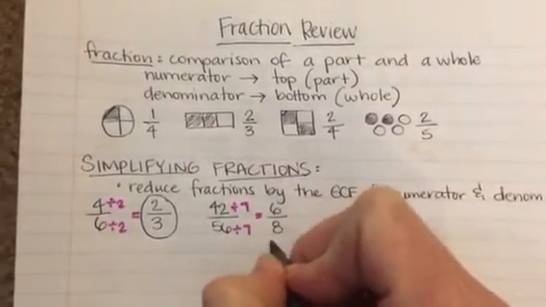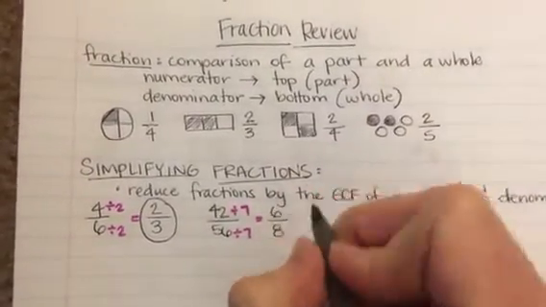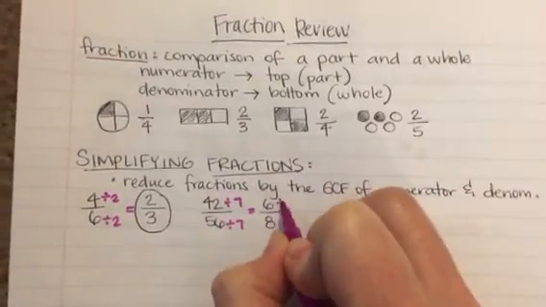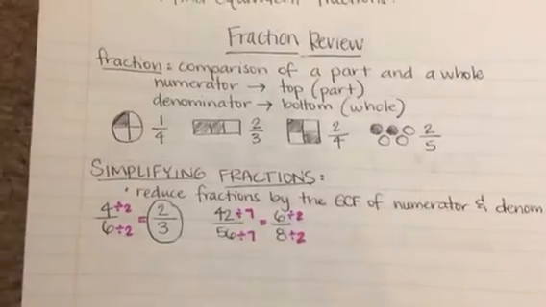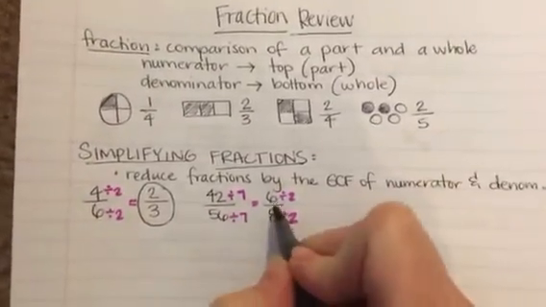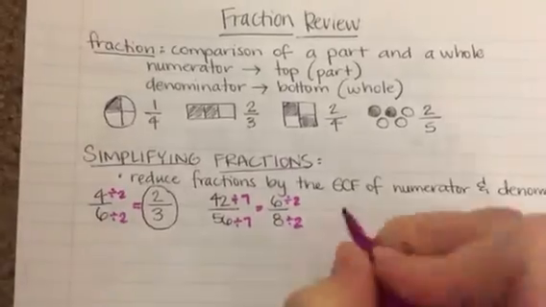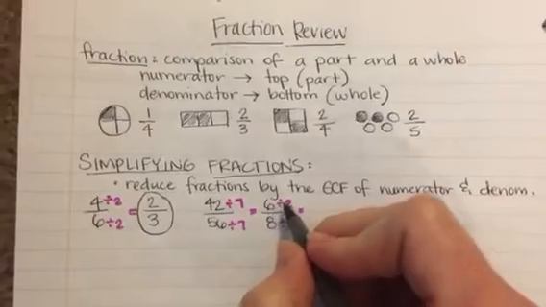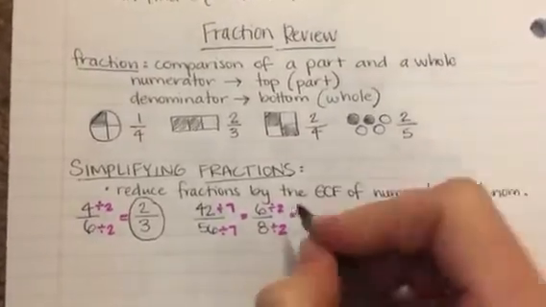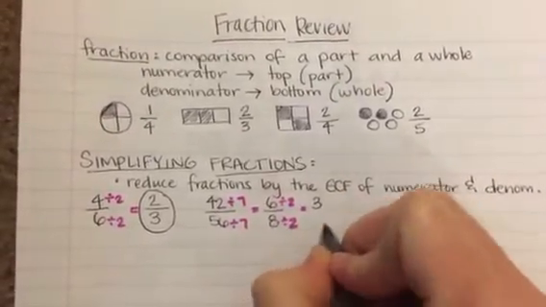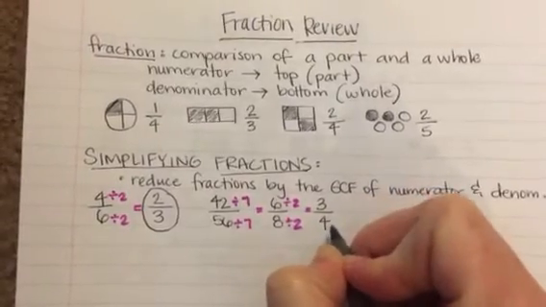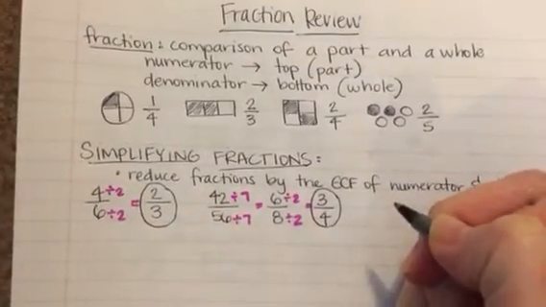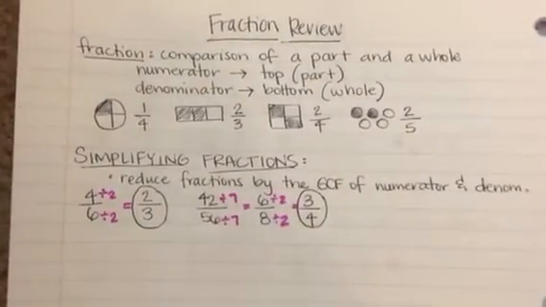A lot of students will stop here, but I realize that these 6 and 8 are also even, which means they have to be divisible by 2 again. In other words, 6/8 is not the simplest form of that fraction. I have to keep going. So now I'm going to go 6 divided by 2 is 3, and 8 divided by 2 is 4. So the simplest form of this fraction is 3/4.